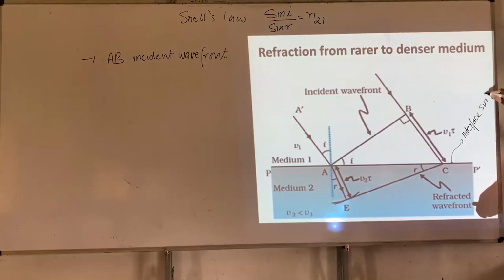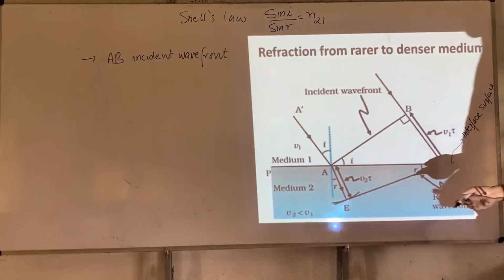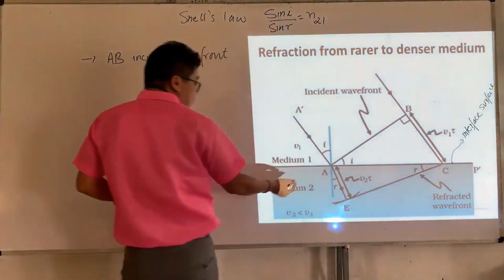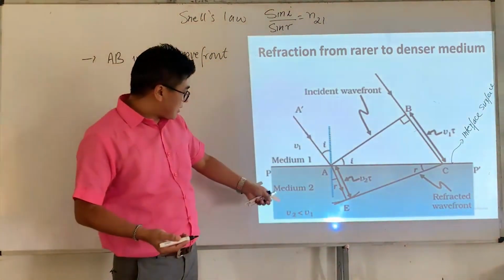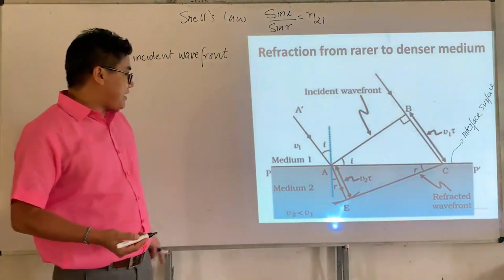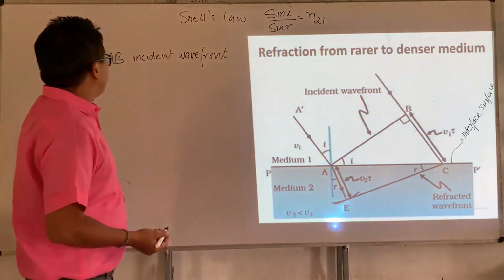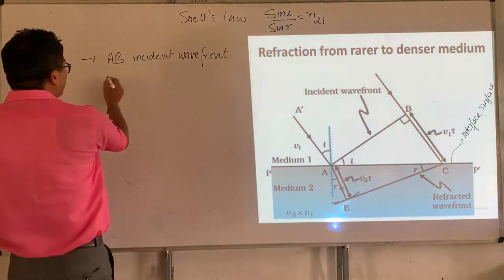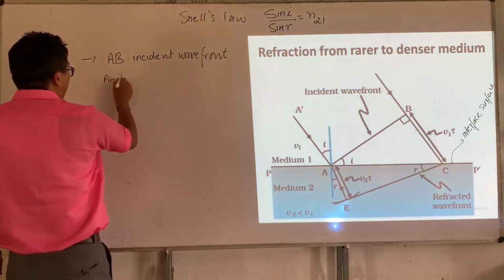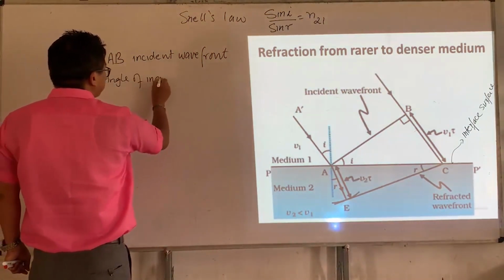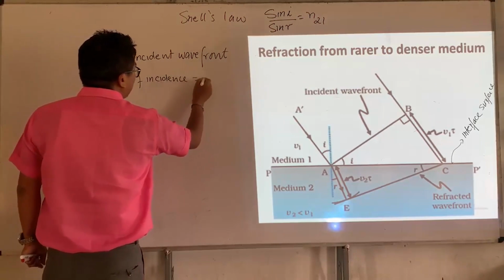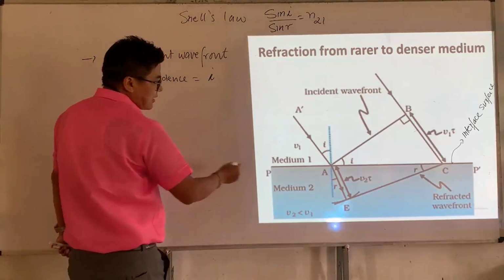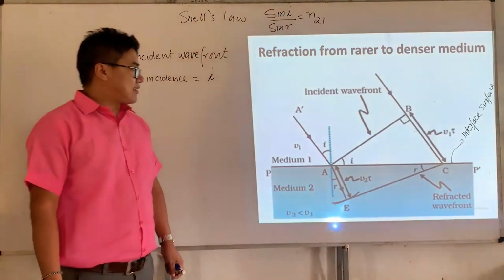The interface surface is between air and water. This is going to be our second medium, and this is going to be our first medium. AB is the incident wavefront, and the angle of incidence, look here, is going to be i.